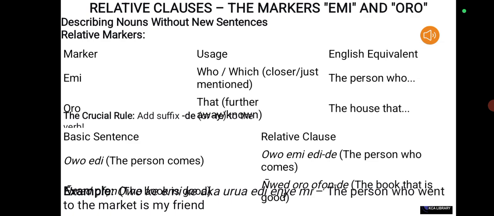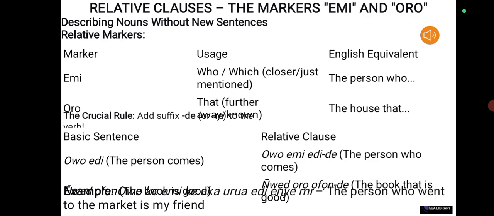Relative clauses, the markers emi and oro. Describing nouns without new sentences. Relative markers. The crucial rule, add suffix de or re to the verb. Example, Owoku emiku eke de yura edi enemy, the person who went to the market is my friend. This section teaches you how to describe a noun in detail without starting a new sentence. You do it with relative clauses, using the markers emi, meaning who or that, and oro, meaning that or which. The big rule is that the verb inside the relative clause must take the suffix de or re. That suffix tells the listener that the verb is describing, not acting as the main verb of the sentence.